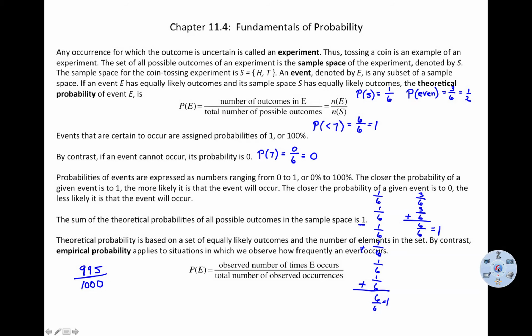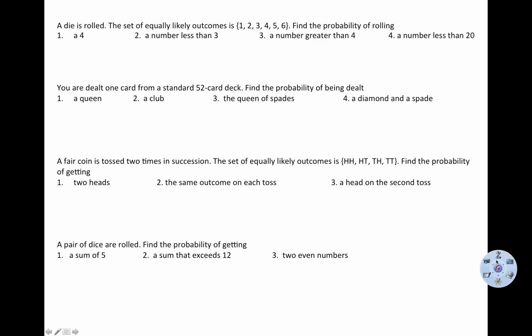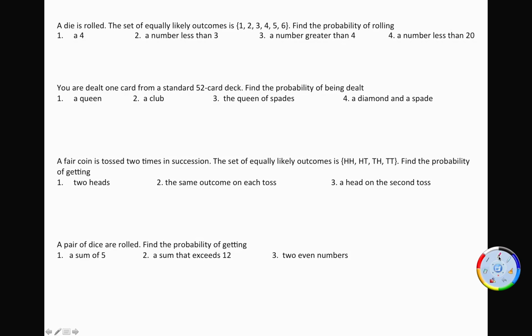Okay, let's see if we can answer some questions about some basic probabilities then. A die is rolled. Remember, we're always talking about fair dice, fair coins. The set of equally likely outcomes is the set of numbers from 1 through 6. Find the probability of rolling a 4. Okay, so we write it like this: the probability of getting a 4. Since there's one number on a die that's a 4, there's one chance of getting a 4 out of 6 possibilities.